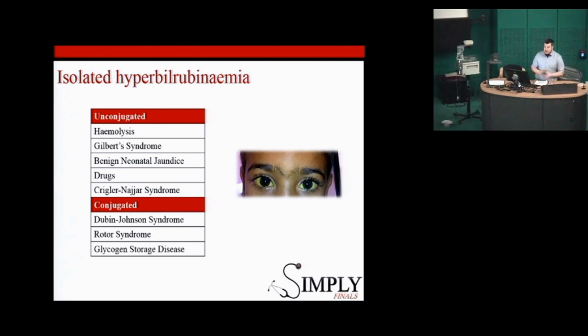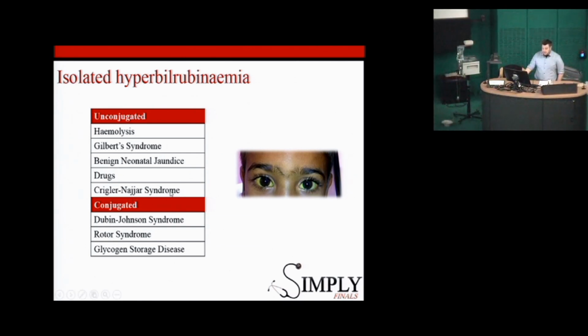It actually has no significance. In fact, I think there's a study that shows that it decreases your risk of cardiovascular disease for some reason if you have Gilbert syndrome. The other causes are rarer. Benign neonatal jaundice is very common. Lots of babies get jaundice, most commonly because of breast milk, so breastfed babies are more likely to be jaundiced. And then there are some drugs, such as rifampicin. The others, Crigler-Najjar, Dubin-Johnson, Rotor syndrome and the glycogen storage diseases, are quite rare genetic disorders.